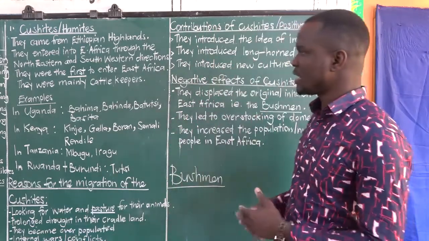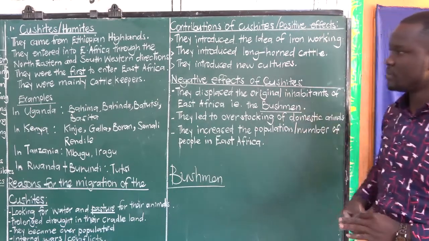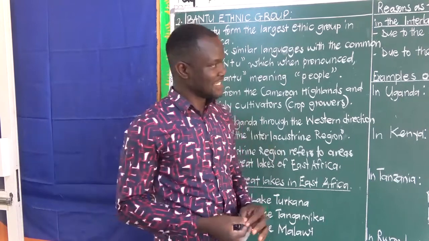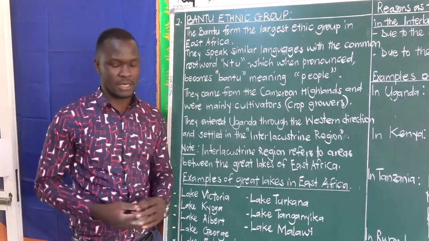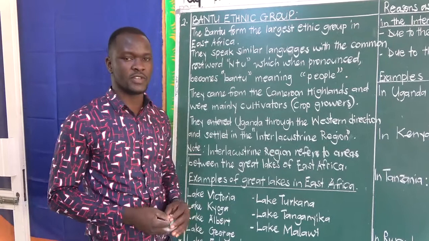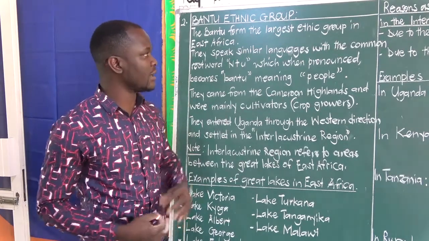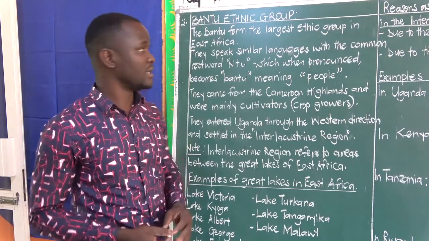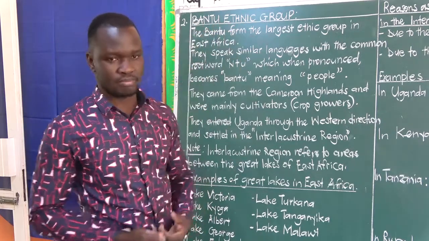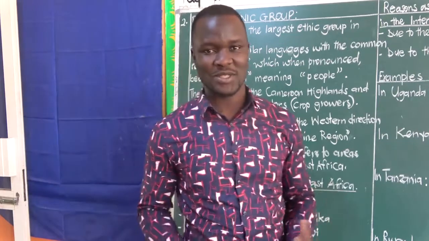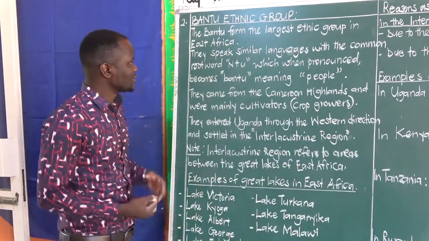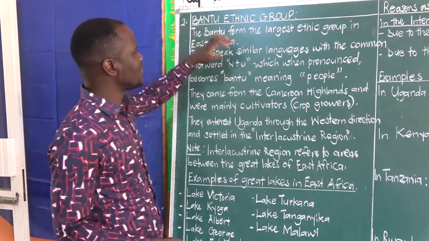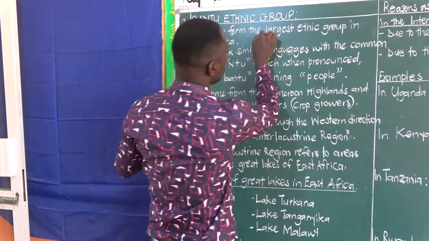Now, let's go and look at another ethnic group apart from the Kushites. So in this next episode of our discussion, about the examples of ethnic groups that came to East Africa, we are basically going to look at what we call the Bantu ethnic group. Of course, this one is not new to us. We learned about this. So here is a writing. We are saying the Bantu form the largest ethnic group in East Africa.